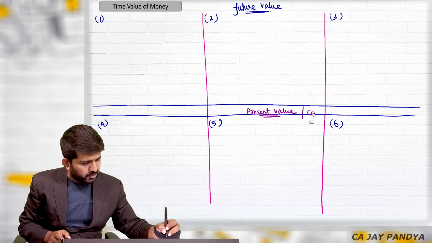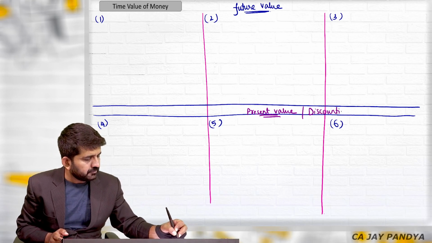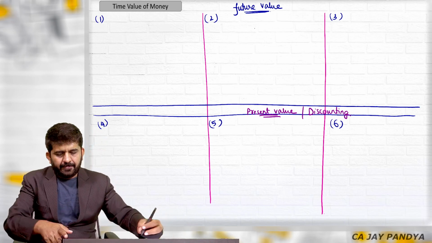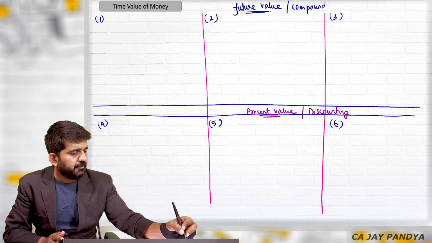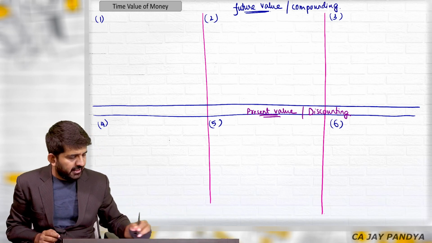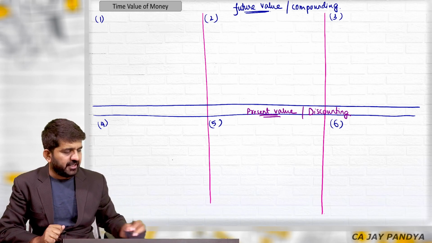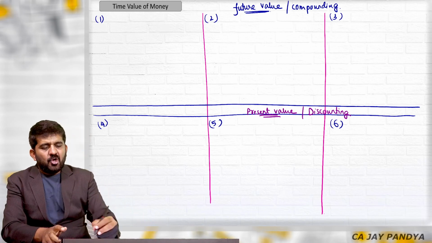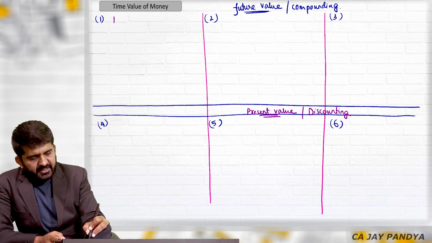They are also termed as discounting questions. The first ones are termed as compounding, because in the first, second and third category of questions you are adding something. In the 4th, 5th and 6th category of questions you are removing the interest. What are the first category of questions? Now I am going fast because I have already done this.